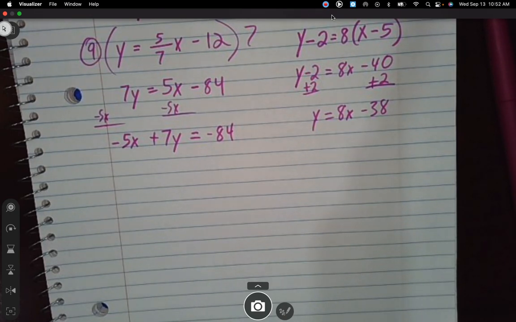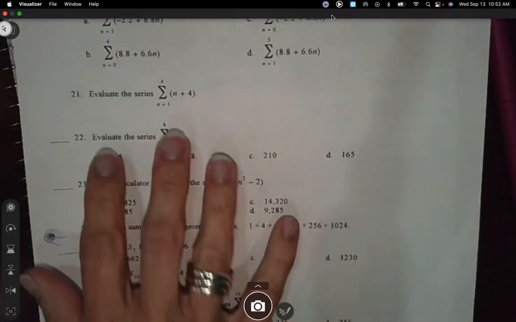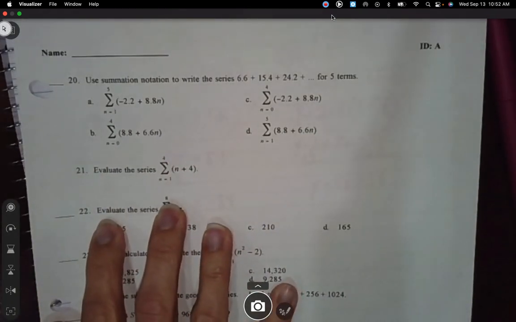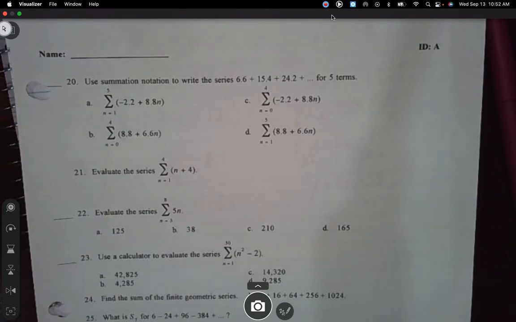All right, one more time. Y'all, we're on number 20, and it says, use summation notation to write this series right here. This is the number 20 we're on? Thank you. Okay, yeah, because I did make 2, and I'm not seeing the right thing.